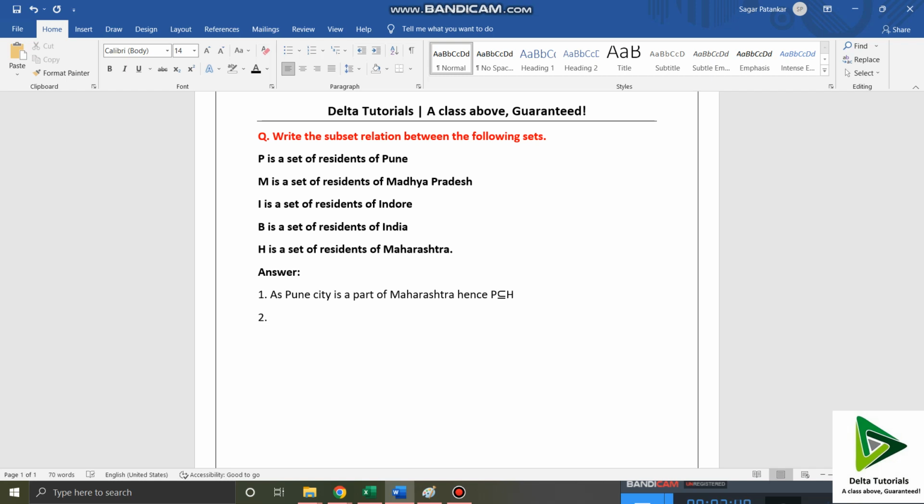Now for the second relation, we can say that, as Pune is a city of Maharashtra, Indore is also a city present in Madhya Pradesh state. So we can say that I is a subset of capital M. Same justification we are going to write: Indore city is a part of Madhya Pradesh state. Hence, we can say that I is a subset of M.